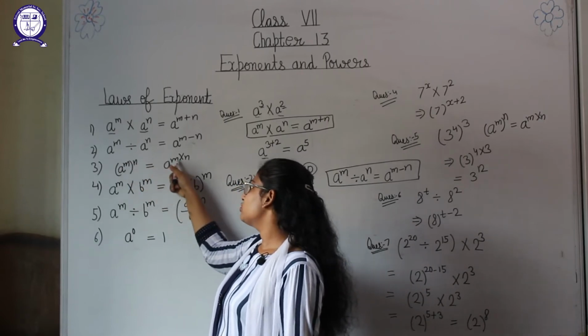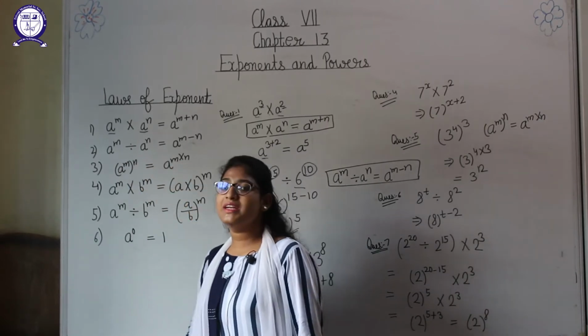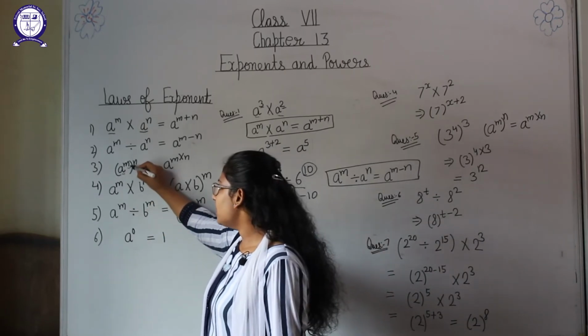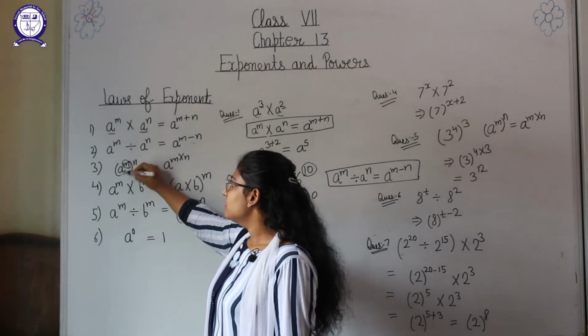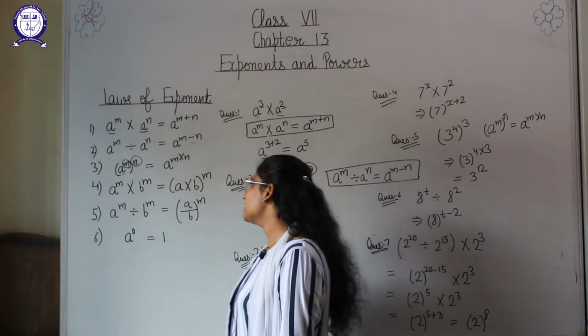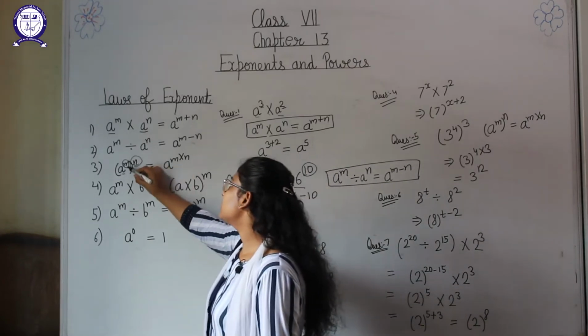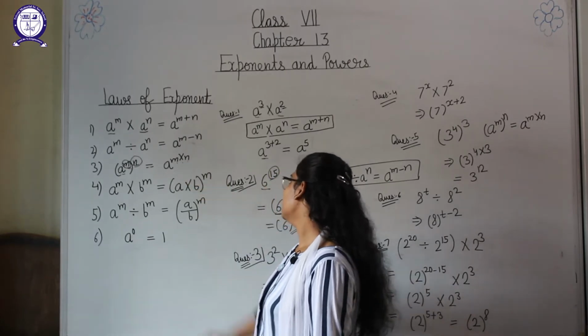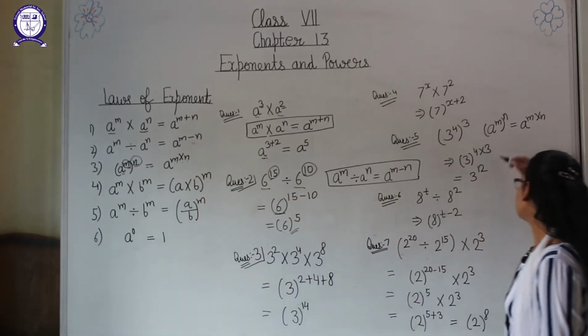Okay, now our third law is a raised to the power m, whole raised to the power n, is equal to a raised to the power m into n. What does it mean? It means that there is one base and m is its power, and then the whole thing is raised to the power n. So in these cases what do we do? We multiply these two powers, means m into n.